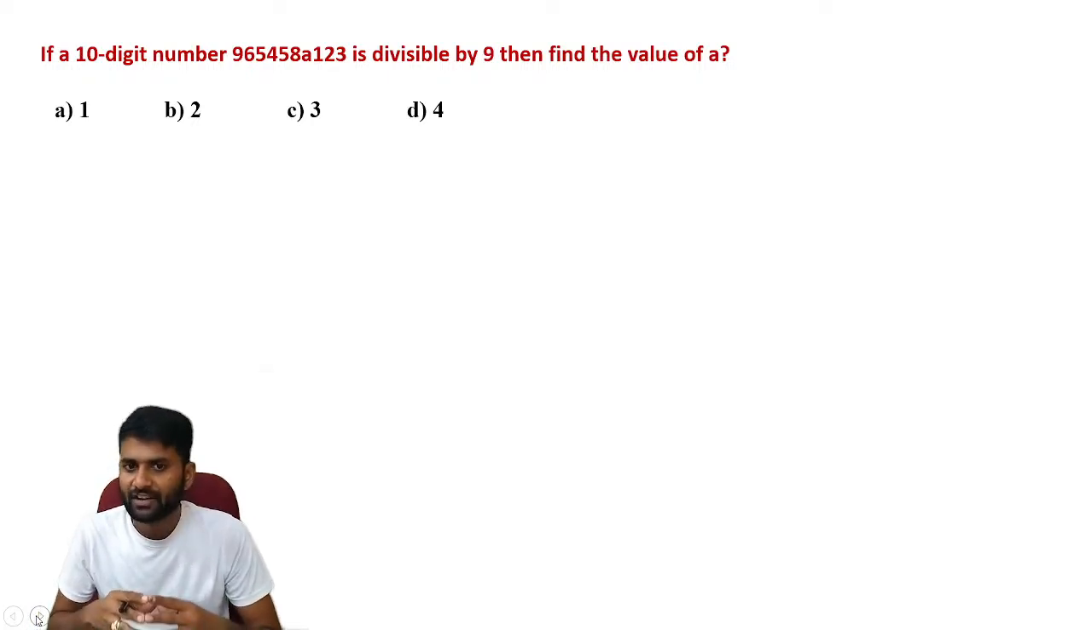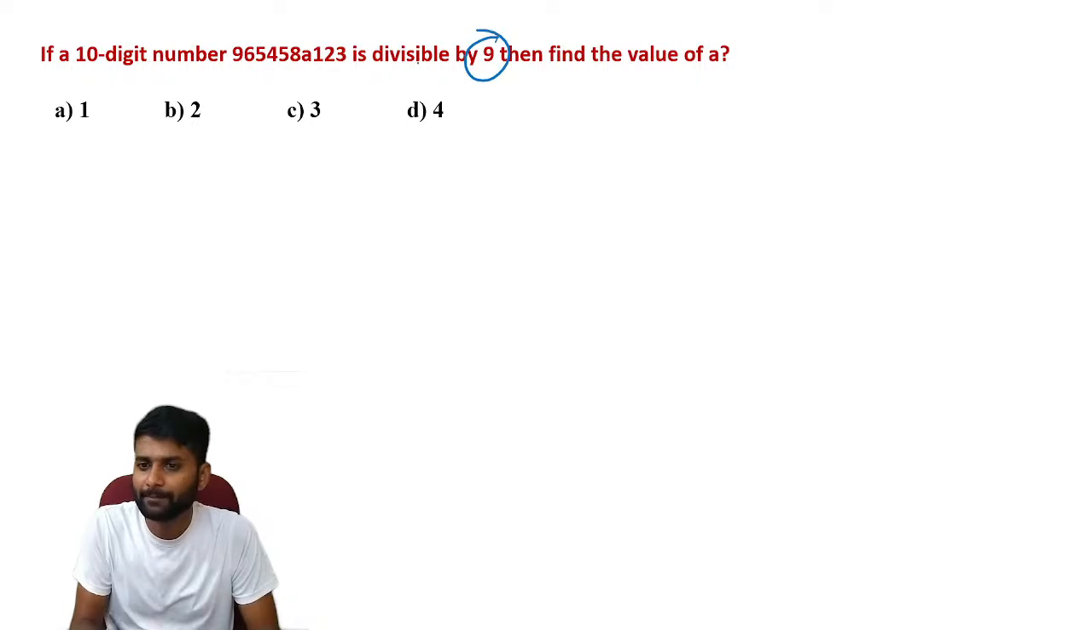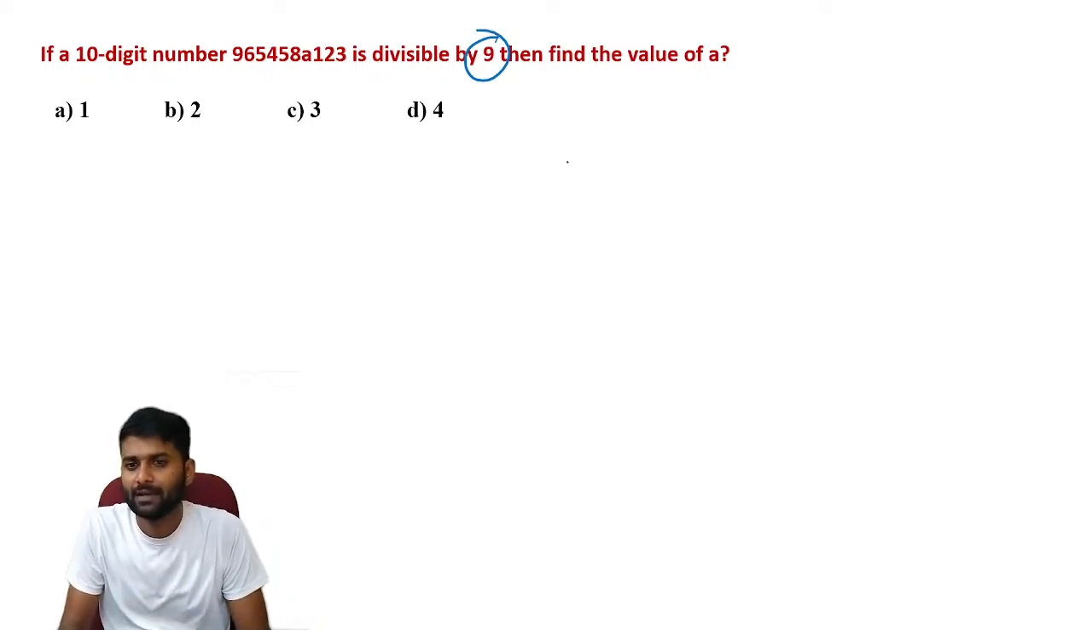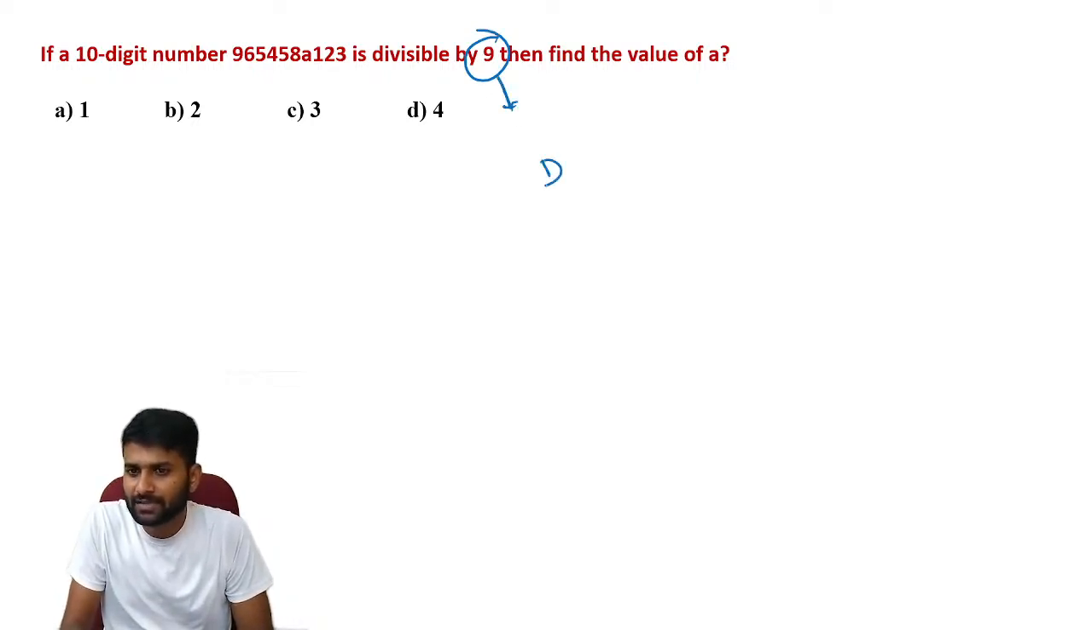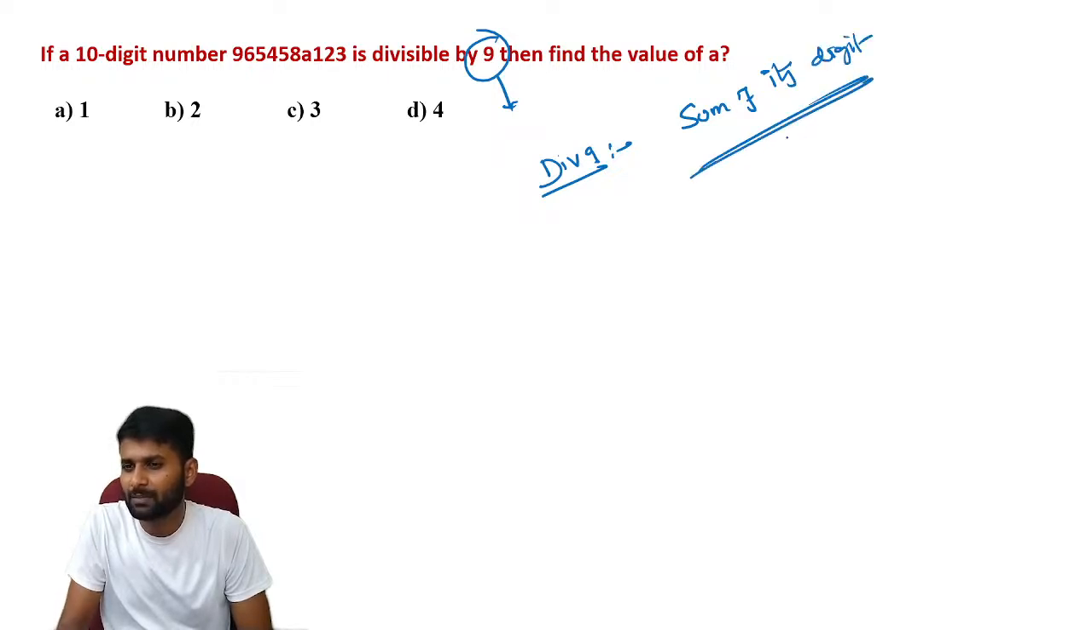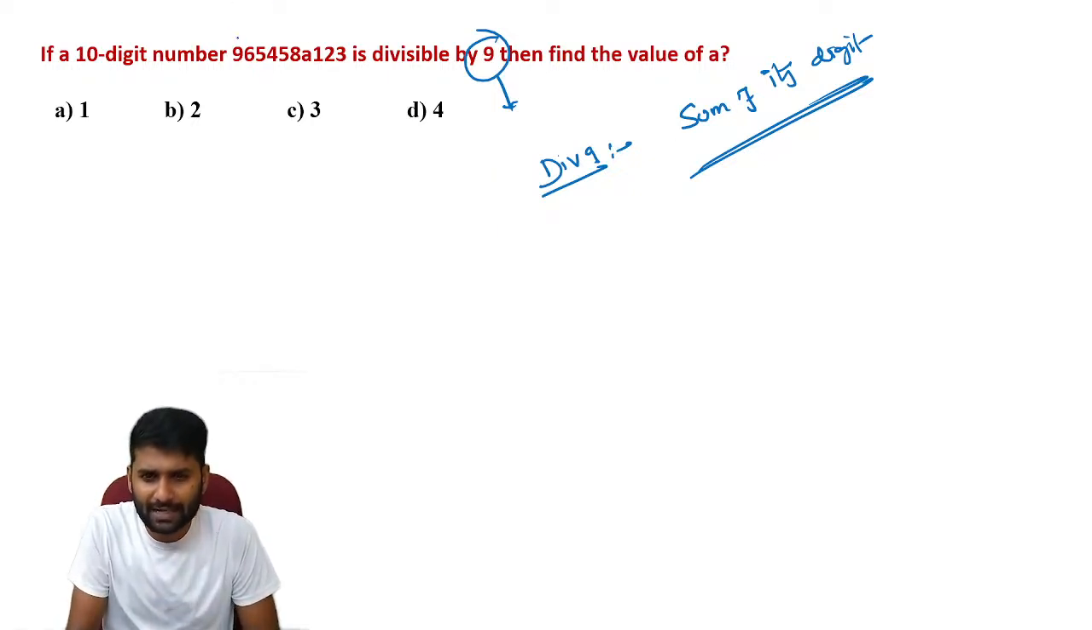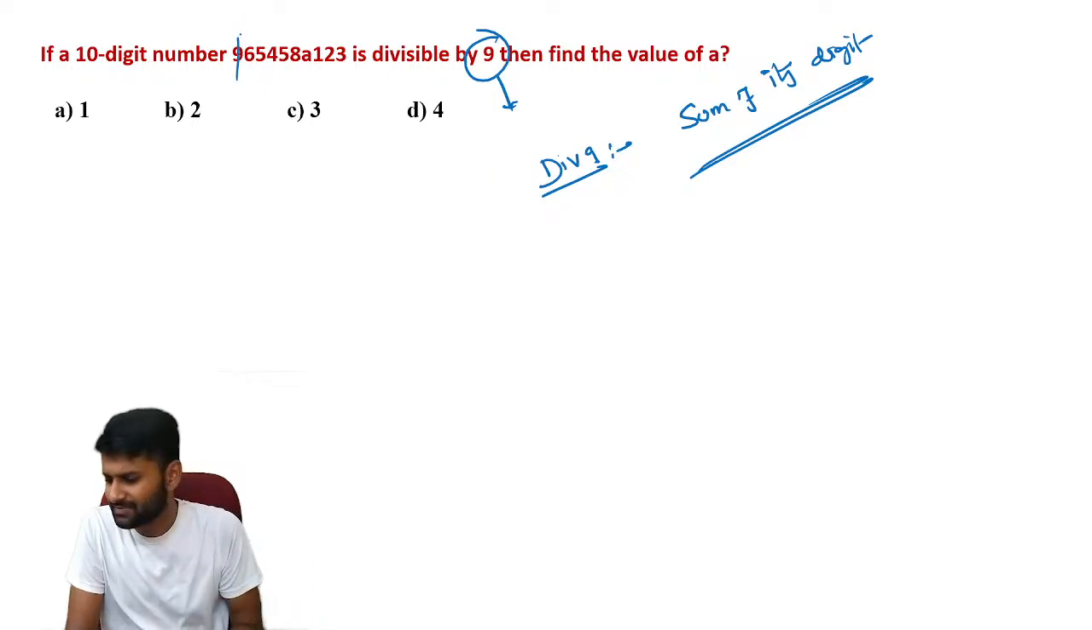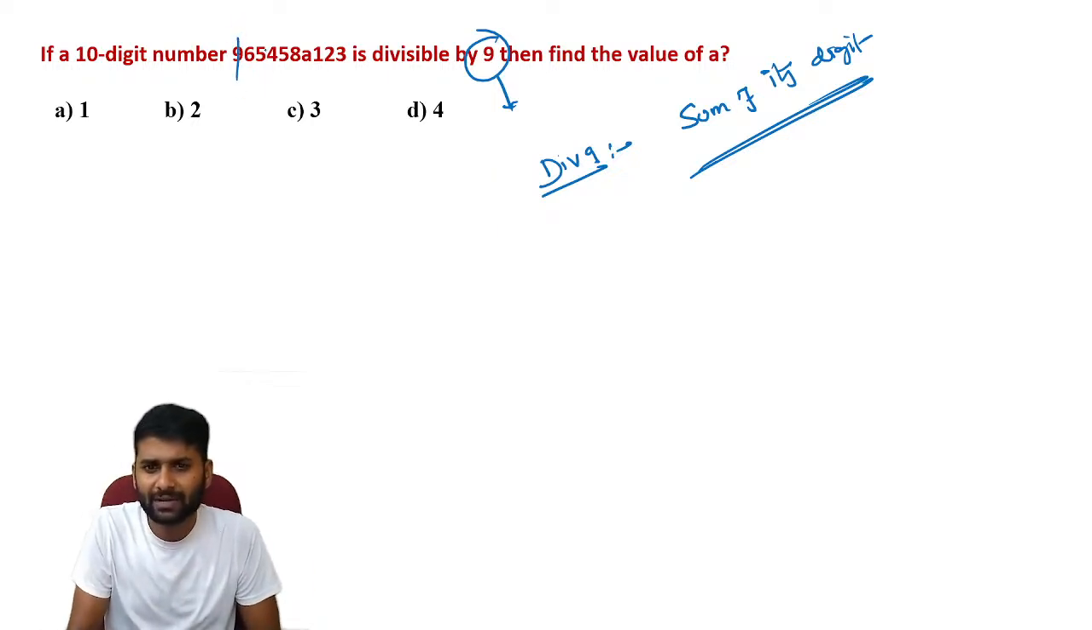Now here the question. If a 10 digit number 9654588A123 is divisible by 9, then what is the value of A? Guys, here the divisibility by 9 property: if you take any number and the sum of all its digits is divisible by 9, then the entire number is divisible by 9. Now see, don't consider 9 in the calculation. Why? Because 9 is divisible by 9. So just eliminate that value.